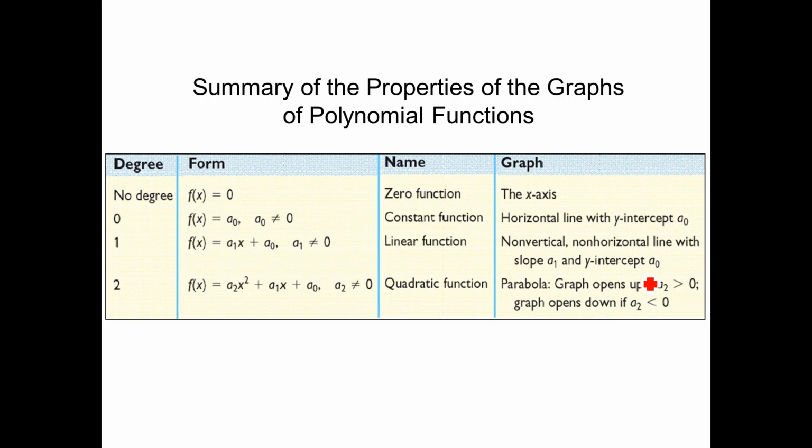So just a quick summary of polynomial functions. If you have 0, this does not have a degree. It's the 0 function. All right, if you're a constant, your degree is 0. If you are linear, x to the first, your degree is 1. If you are quadratic, x to the second, your degree is 2.